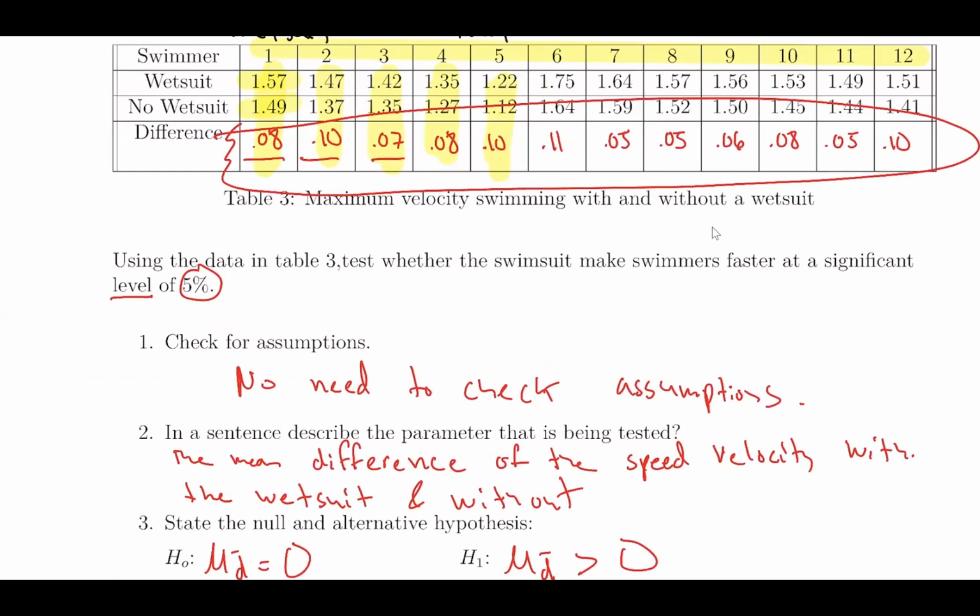Because if you look at all of the people who had the wetsuit versus when they didn't have the wetsuit, they actually had better velocity. All of these values are positive. So that's telling you that pretty much across the board, everybody did better with the wetsuit versus without the wetsuit. So that's why we're rejecting the null hypothesis. That's why we're saying they're not equal to 0. We're saying that it should be greater than 0.